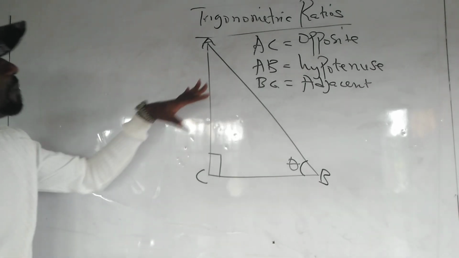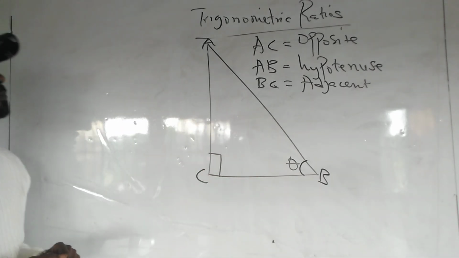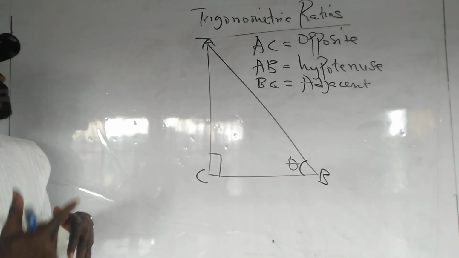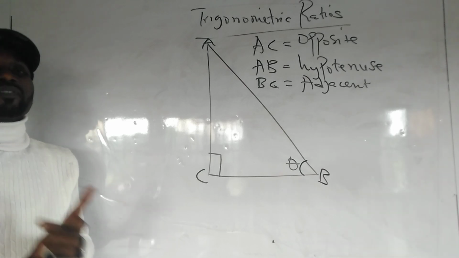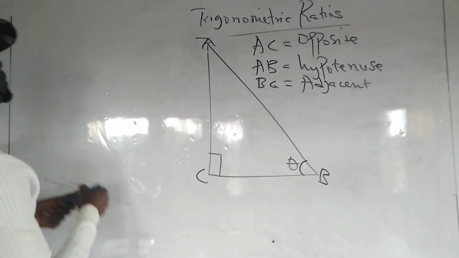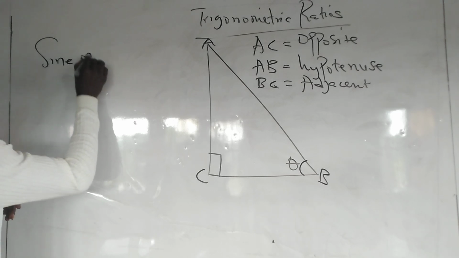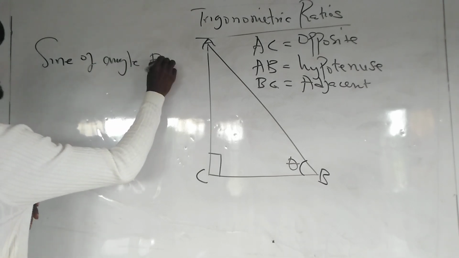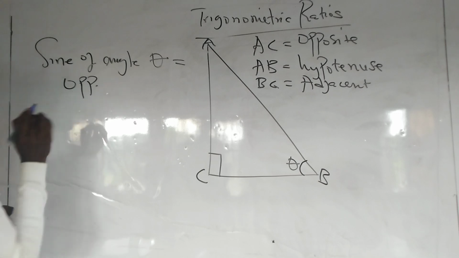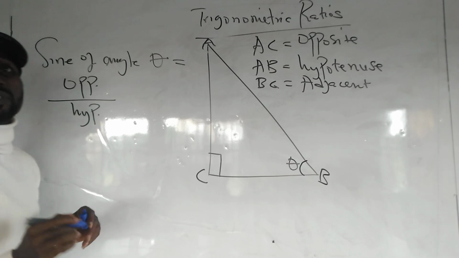So first, if I'm to define the trigonometric ratio of sin theta, since I told you that trigonometric ratio is defined as the ratio involving sine, cosine, and tangent of an angle, that means I will say that sine of angle theta will be equal to opposite, I will abbreviate it, all over hypotenuse. This is the abbreviation of hypotenuse.